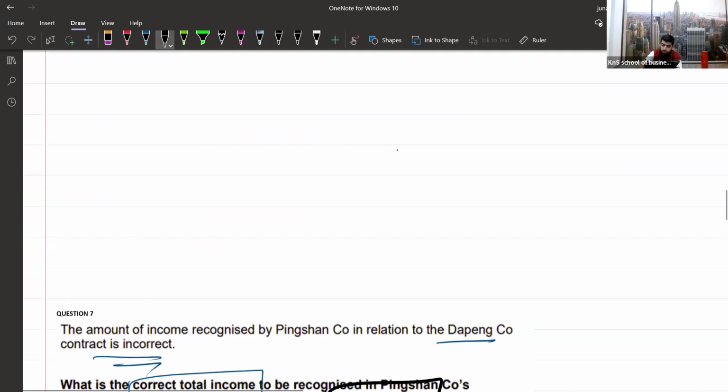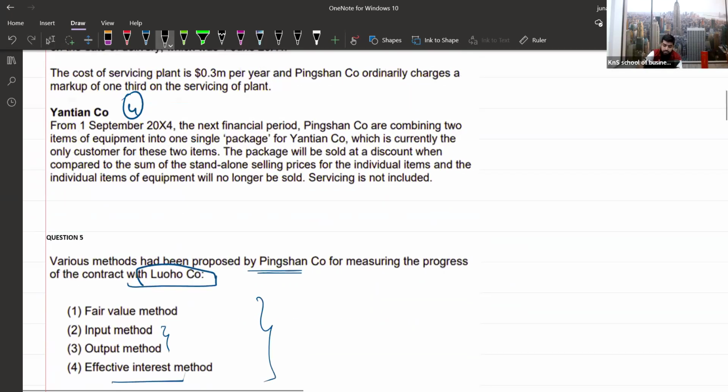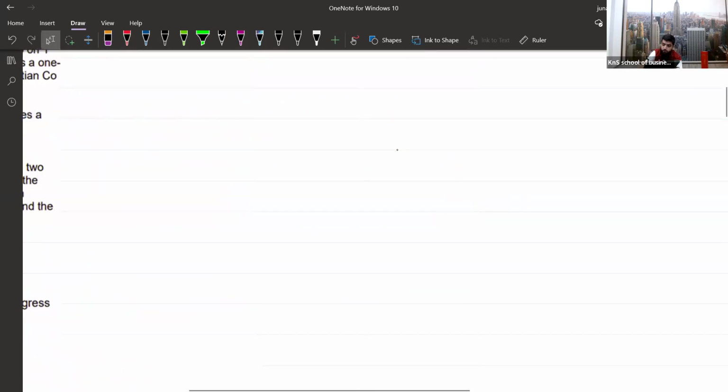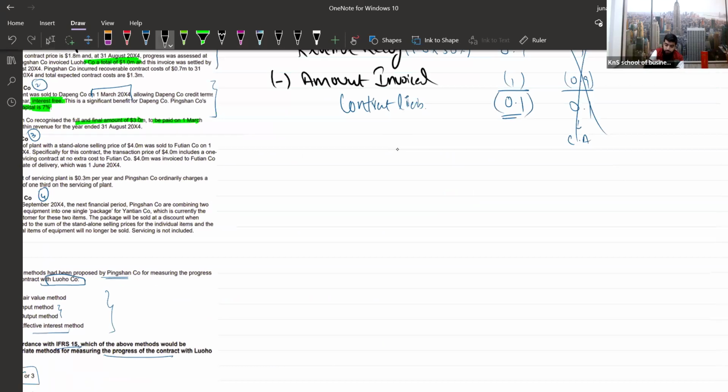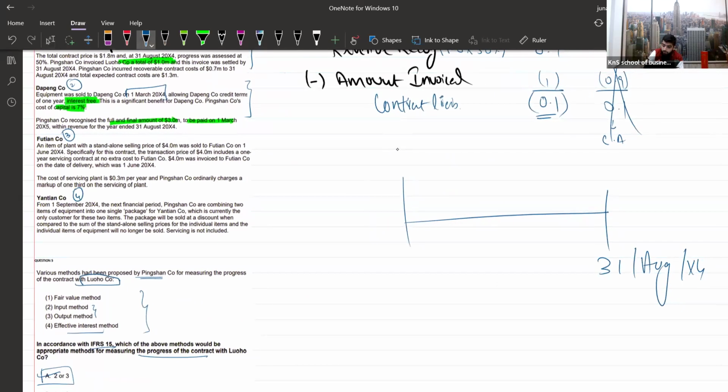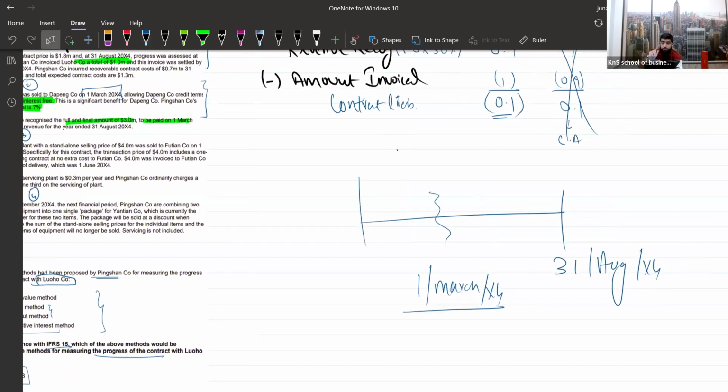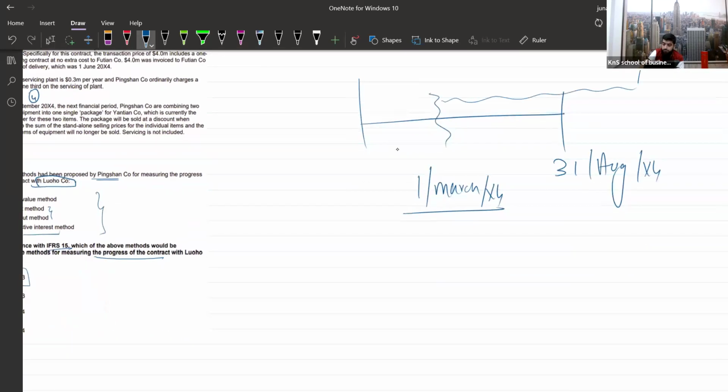The accounting period is ending on 31st of August 2004, and the agreement was made on 1st of March 2004. This amount of agreement, that is 3 million, will be paid after 12 months, that is after 1 year. Now obviously, if there is a future value of 3 million, this will be discounted to its present value.